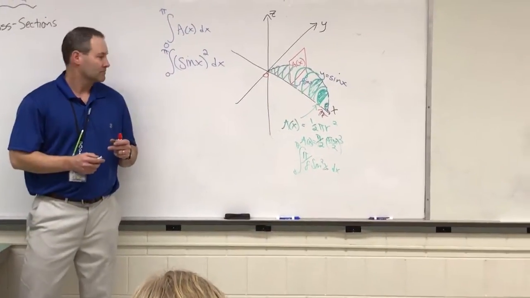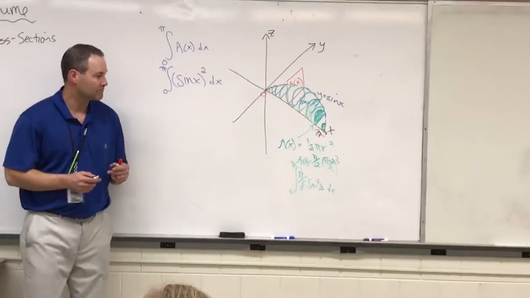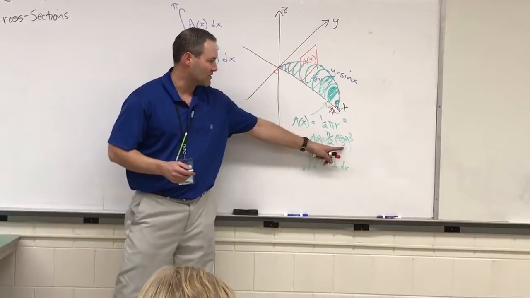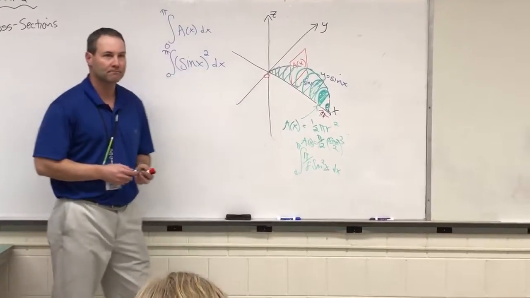Aren't you squaring the 2 at the bottom of the sine? That's how we got 8. Yeah, so that's 4 times 2. Oh yeah. Yep.